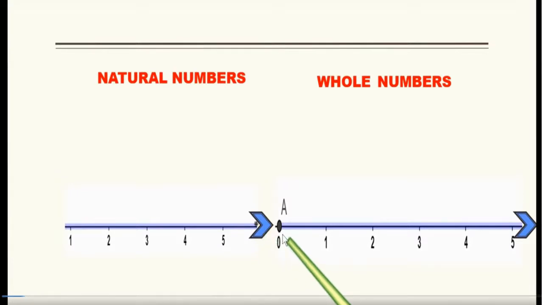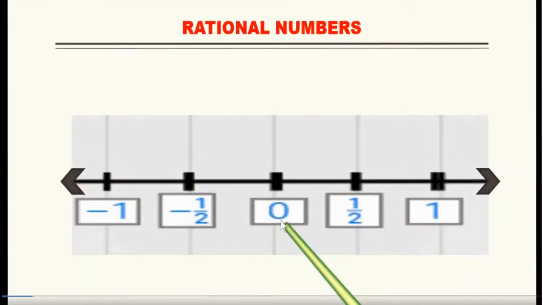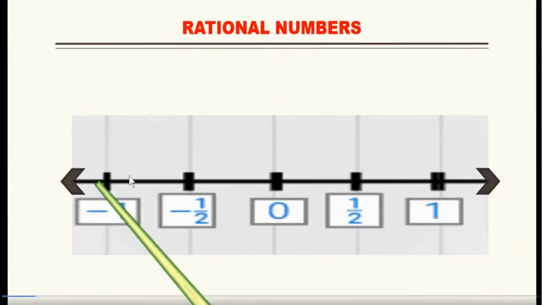In the second case, you can see the number line of whole numbers. The whole numbers begin from 0 and they keep on increasing at regular intervals. The arrow indicates that the numbers are extended up to infinity. Here is the representation of rational numbers on the number line.